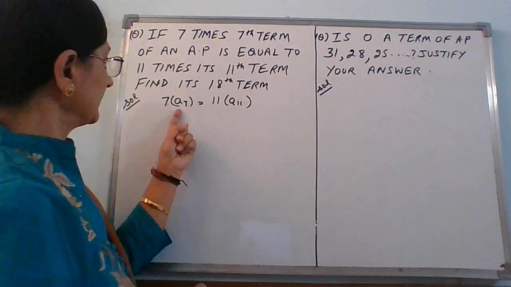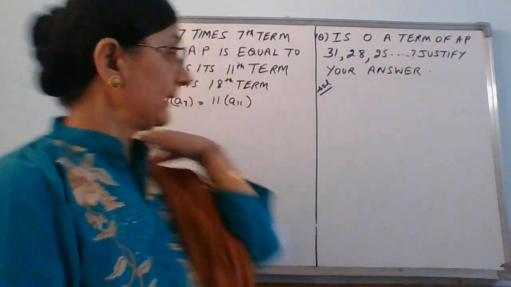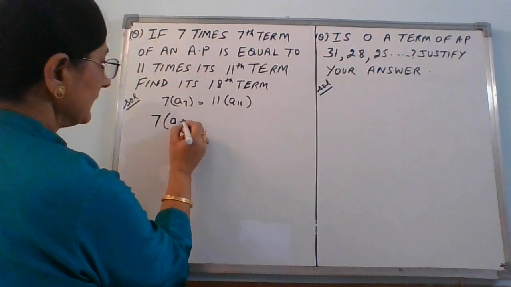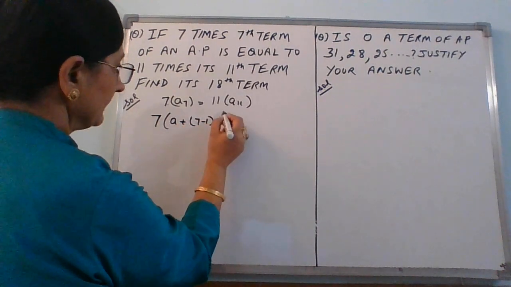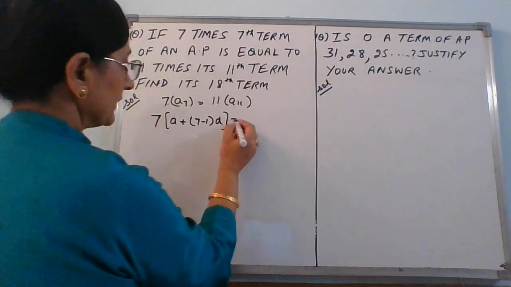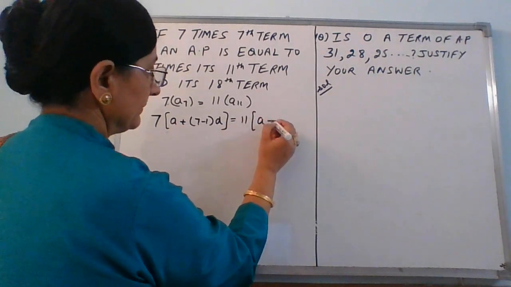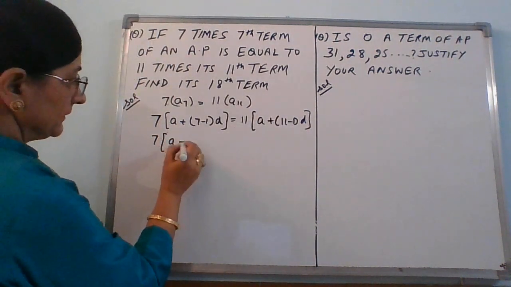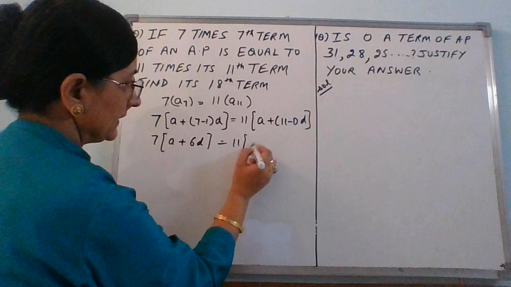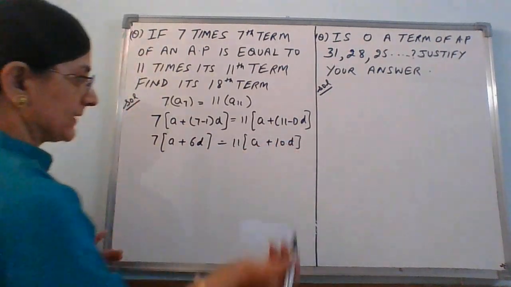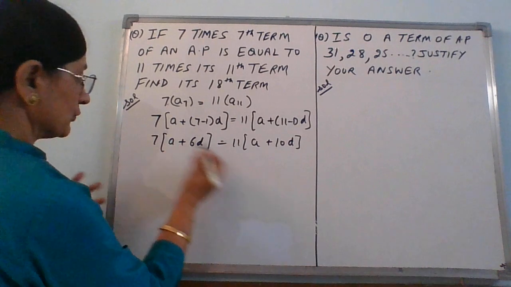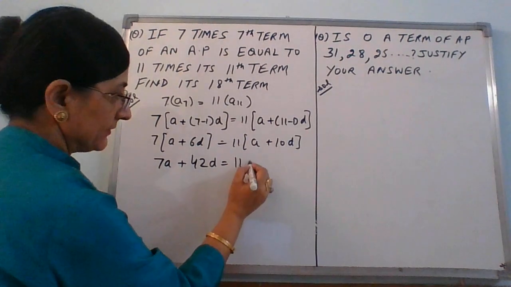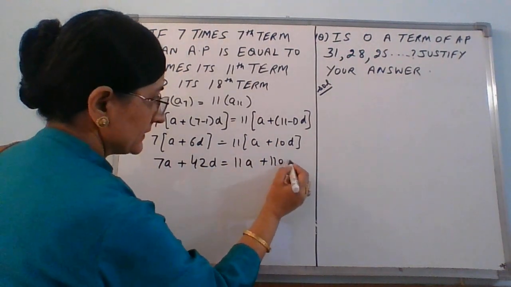7 times the 7th term, A7. How do we write the 11th term? A11. We'll apply the formula: A7 is a plus 7 minus 1 d. This way we write the formula, right? So how do we write the 11th term? A plus 11 minus 1 d. So this becomes a plus 6d, and this becomes a plus 10d, since 11 minus 1 is 10. Similarly, just open the bracket and multiply. 7a plus 7 sixes are 42d. Here it's 11a and 11 into 10 is 110d.